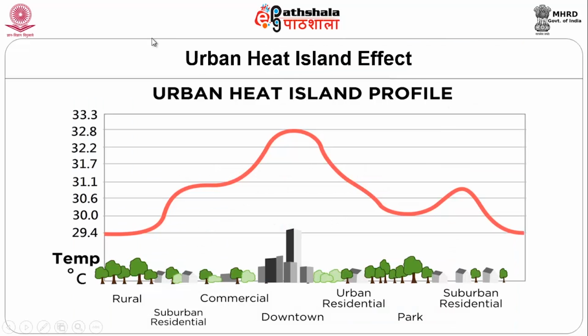Now moving on to the urban heat island effect, which all of us are well aware of, especially living in a place like Chennai. We actually have rural areas, commercial areas, and in between the rural and commercial, we have something called the suburban residential. Then we have something called the downtown, or where the commercial business district is. The CBD, the central business district, is referred to as the downtown. Then you have the urban residential, then you have a park or an open space, and suburban residential. So these are the varying spaces we are discussing.